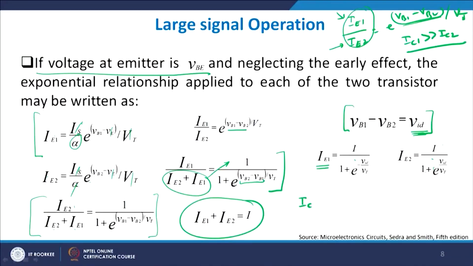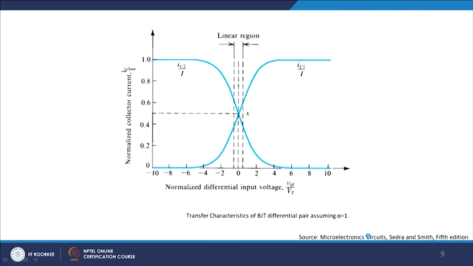So, IC1 will be equal to alpha times I upon 1 plus exponential minus VID by VT, right, and IC2 will be equal to alpha I upon 1 plus exponential VID by VT, fine. Okay. Now, with this knowledge which you have gained till now, let me give you a small idea about the transfer characteristics.